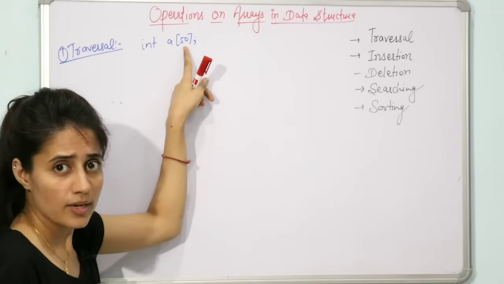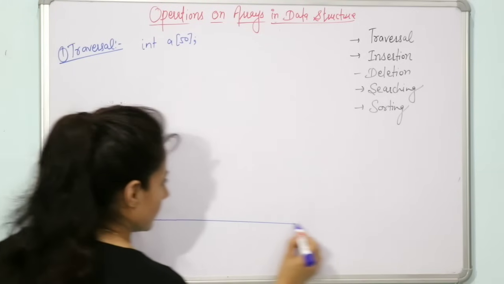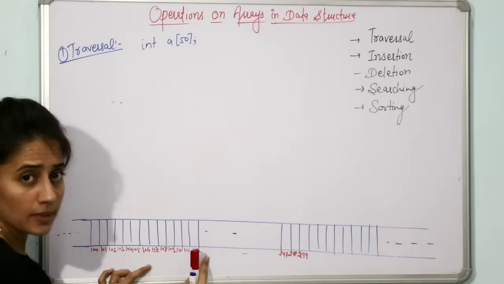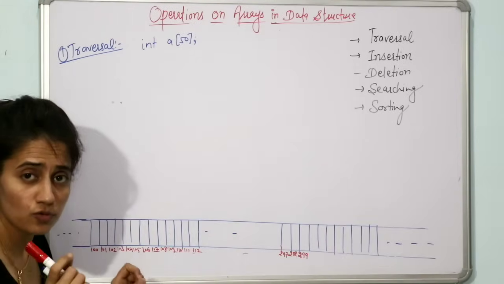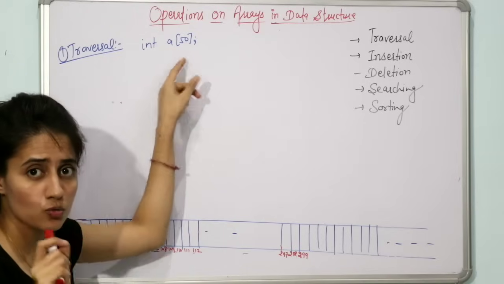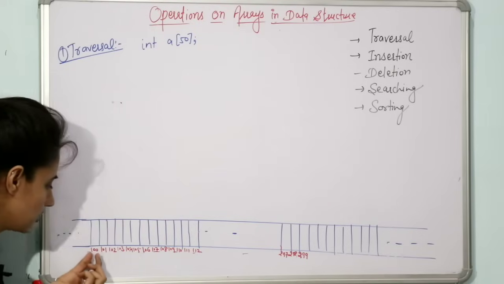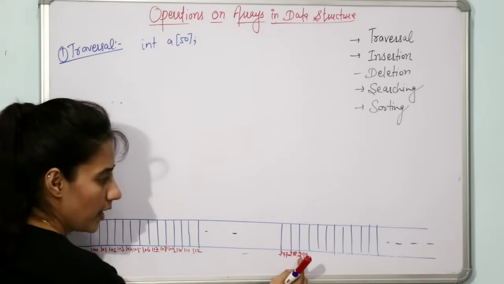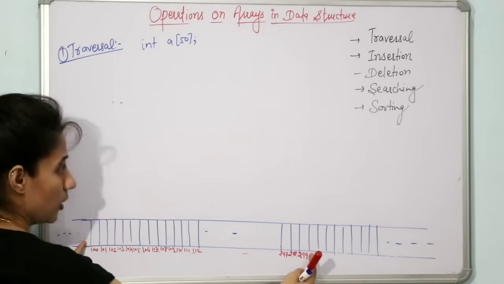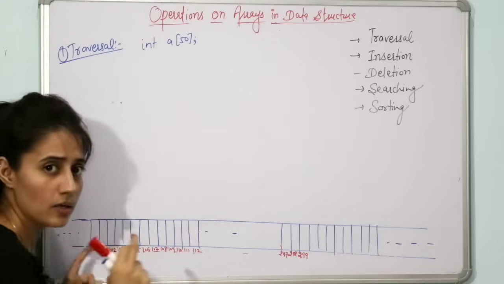50 into 4, that is 200 bytes. So something like this. If this is our memory, then how many bytes would be allocated? That is 50 into 4, because one integer will take 4 bytes, that is 200 bytes. Suppose the base address is 100, so bytes 100 to 299 would be allocated to this array. But here we don't have any data now.